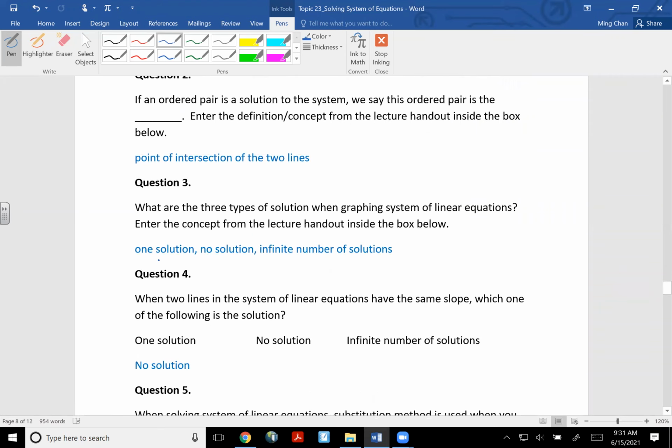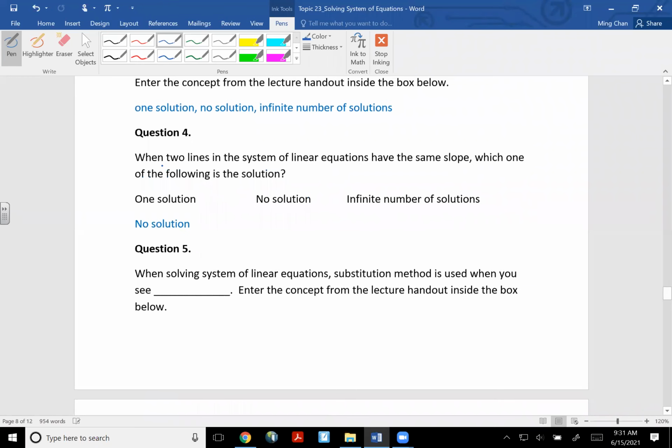That's all you have to put: one solution, no solution, infinite number of solutions. You don't have to mention consistent or inconsistent. When two lines in the system of linear equations have the same slope, which one of the following is the solution? Same slope means parallel lines. Parallel lines, no solution.